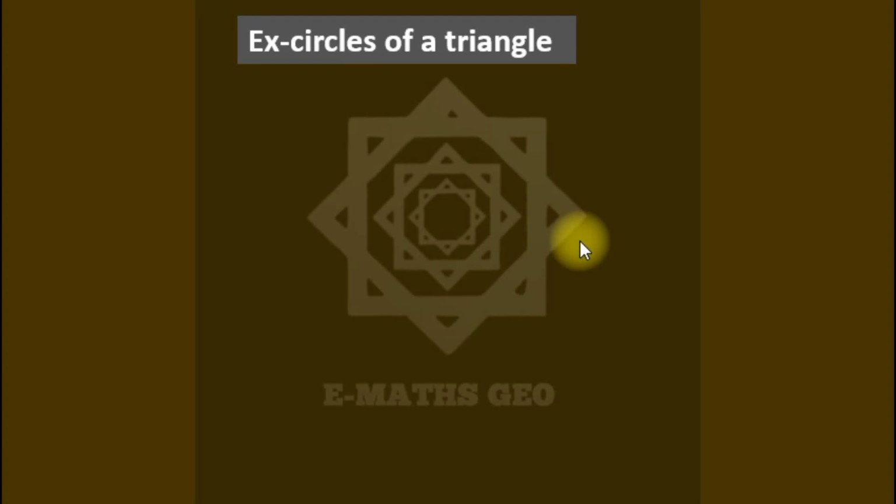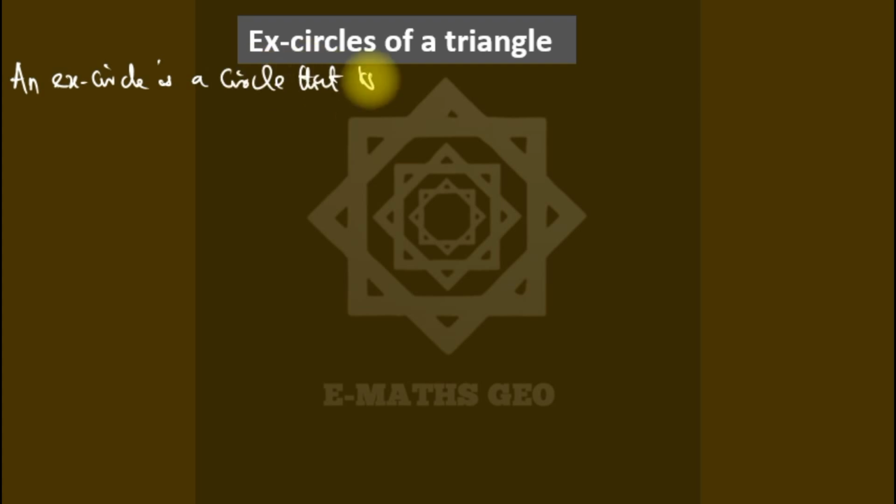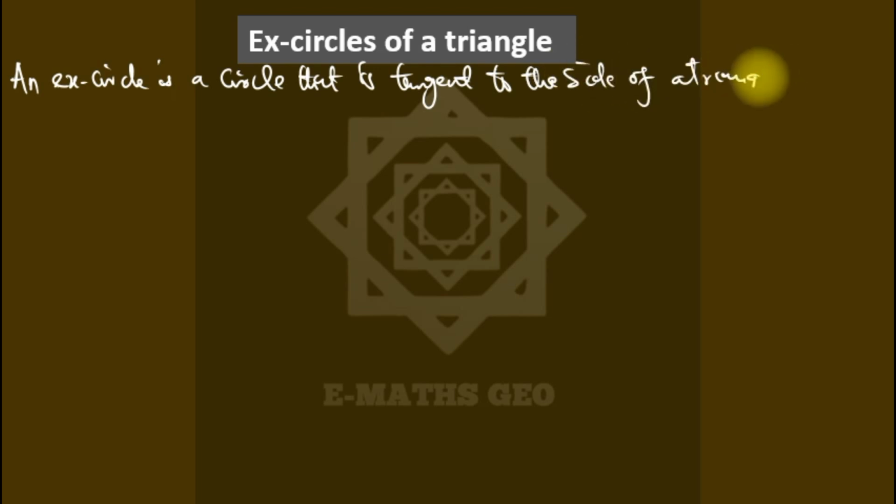Okay, welcome. We're on excircles of a triangle. So from the definition, let's define that an excircle is a circle that is tangent to the sides of a triangle and also to the extensions of the other two sides.